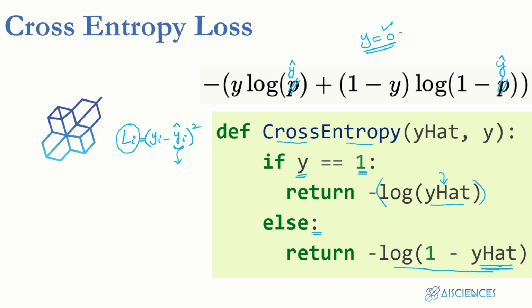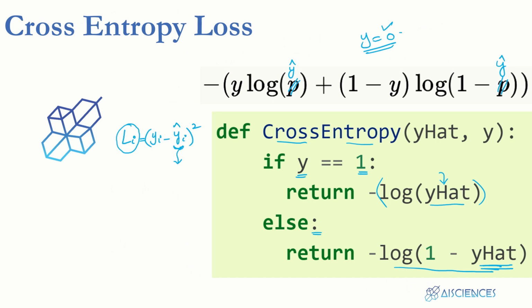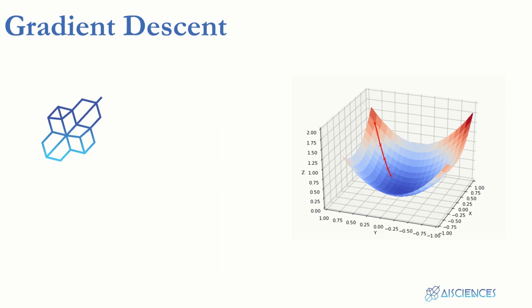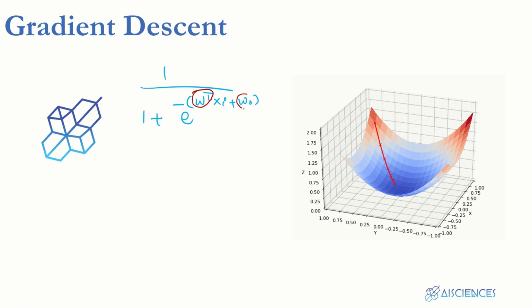Next, once we have this cross entropy loss function with the logistic function as our model, the next thing is how to come up with the parameters W in 1 over 1 plus e raised to the power minus W transpose xi plus W naught. How do we come up with these parameters that actually minimize our loss? Some of the parameters are W, and one additional parameter is called the bias. How do we come up with parameters that minimize our total loss?